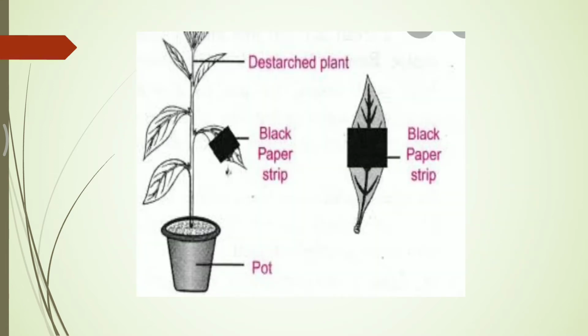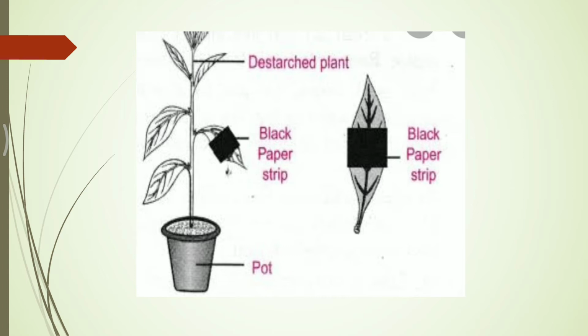You can see the plant. We are not going to uproot or take out this small leaf from the plant. We will just let the leaf be covered with the help of this black paper strip once the destarched plant is brought out of the dark place. So as soon as the destarched plant is out, how do we destarch a plant?